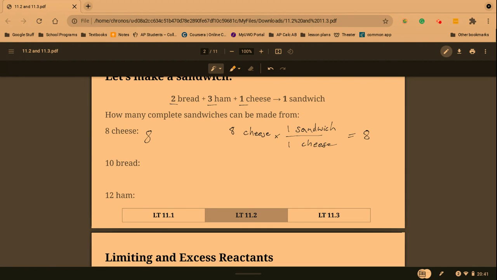And then again with dimensional analysis, 10 divided by this 2 from the equation equals 5. 12 divided by 3 equals 4. And so you can make 8 sandwiches with the cheese given, 5 with the bread, and 4 with the ham.